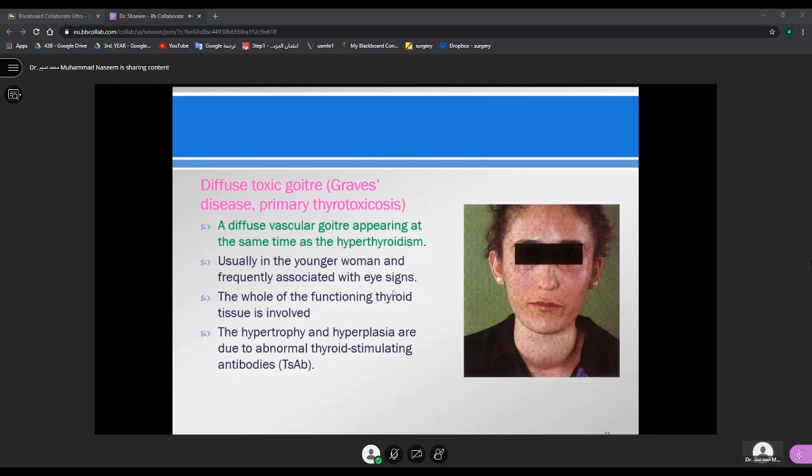This usually occurs in younger women and is frequently associated with eye signs. The whole of the functioning thyroid tissue is involved. Hypertrophy and hyperplasia are due to abnormal thyroid stimulating antibodies. Usually thyroid follicles are activated by thyroid stimulating hormone from the pituitary. But here the stimulation comes from an antibody, that is thyroid stimulating antibody.